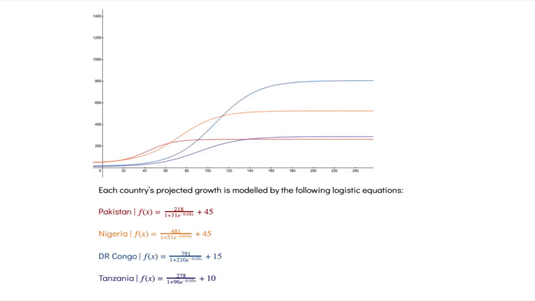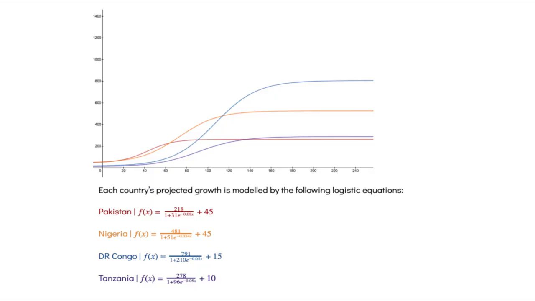As shown in the graph above, DR Congo has the largest carrying capacity. However, it was noted that the country reaches zero population growth at around the same time as Tanzania, which has a carrying capacity nearly 3 times smaller. The reason for DR Congo's rapid population growth is due to its growth rate, which is controlled by the coefficient of E, or the value of B. DR Congo has a higher B value of 210, which allows it to achieve a larger maximum population as compared to Tanzania, with a B value of 96.